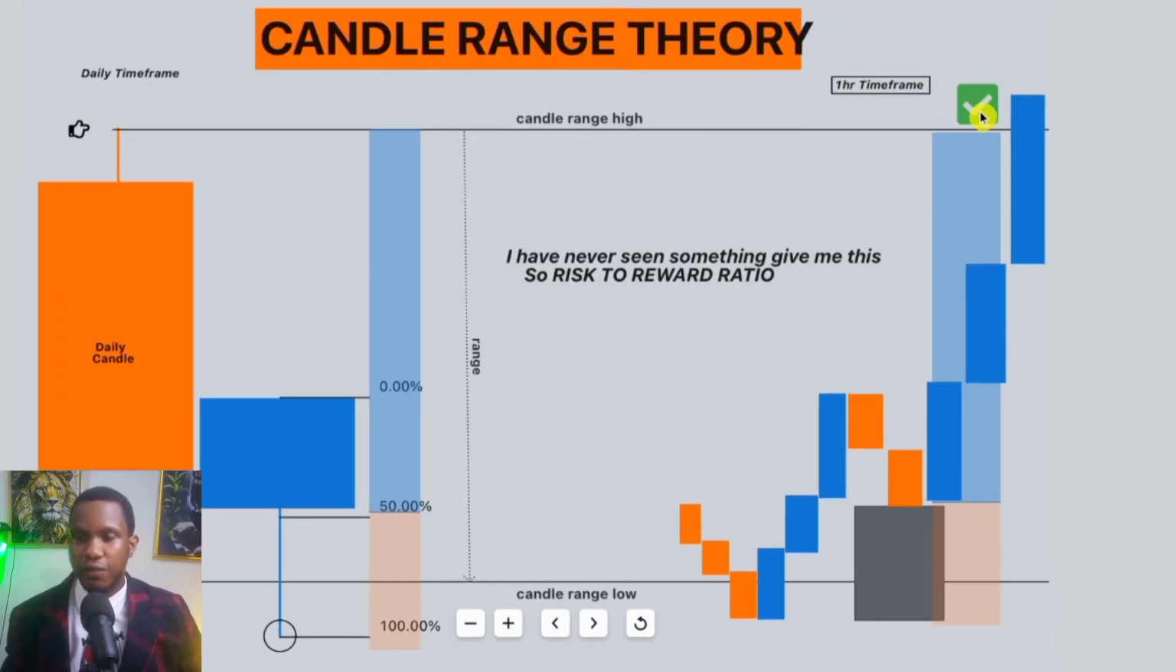And a full take profit level, guys. In fact, I've never seen something give me this much risk to reward ratio, guys.